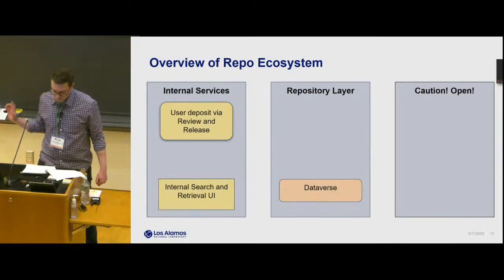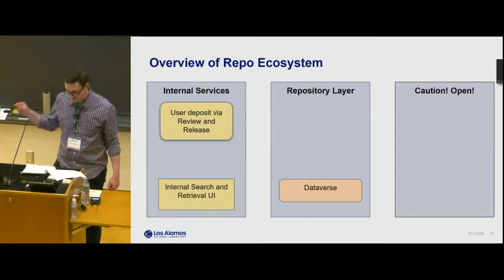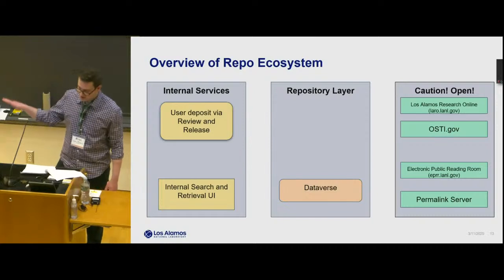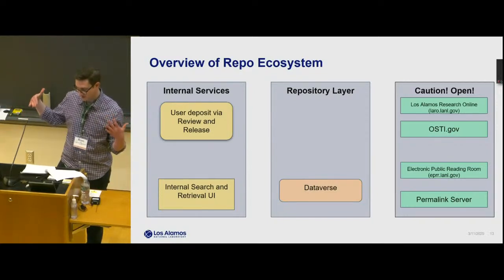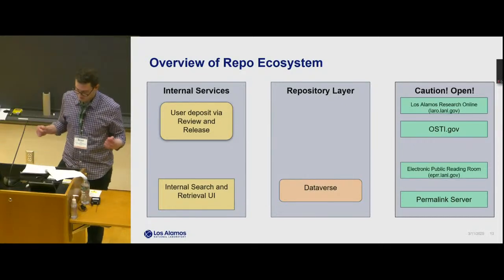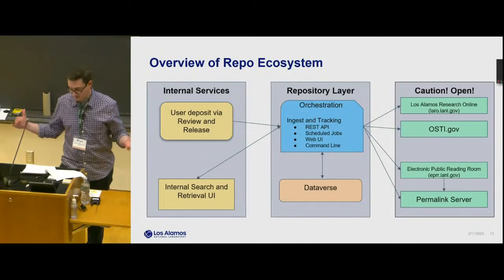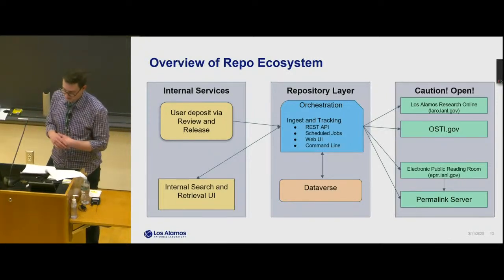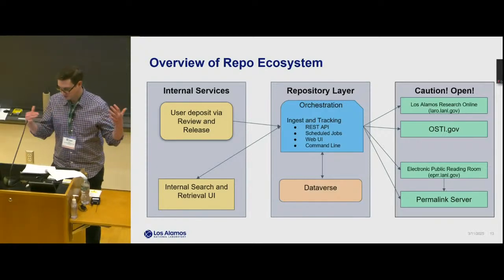We also determined that our internal search UI must run separately from Dataverse. Additionally, we need to integrate with several external systems, like the Department of Energy's Office of Scientific and Technical Information system, OSTI.gov. To manage all of these interactions, we concluded that an orchestration layer was essential for the success of the repository replacement project.